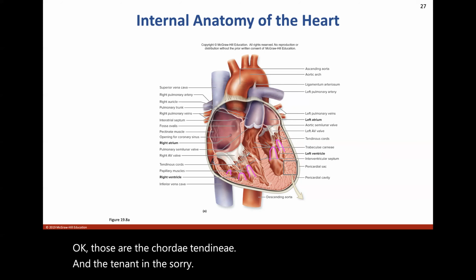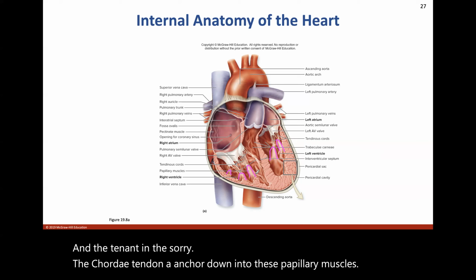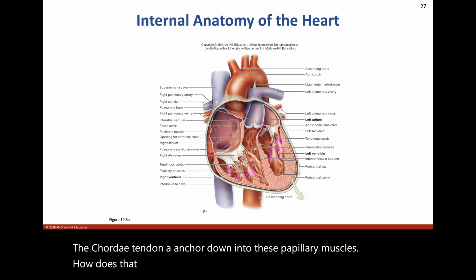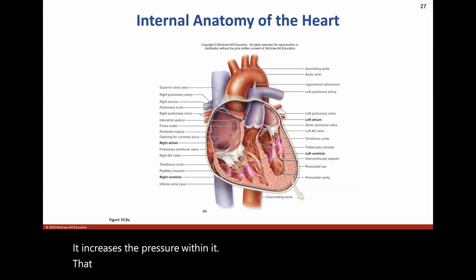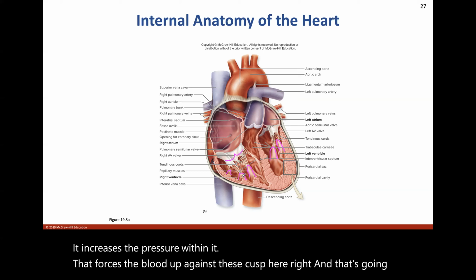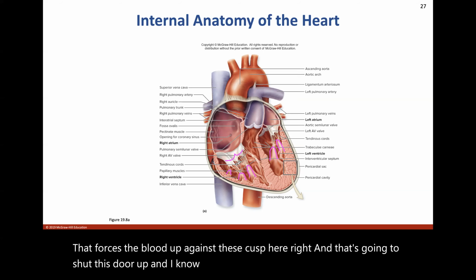The chordae tendineae anchor down into these papillary muscles. How does that work? Well, when this chamber contracts, it increases the pressure within it. That forces the blood up against these cusps here, right? And that's going to shut this door. I know I made a semilunar picture there, but I'm just trying to visualize it being shut.